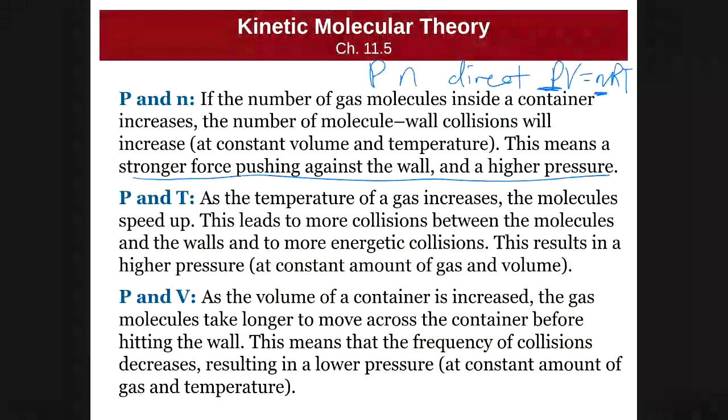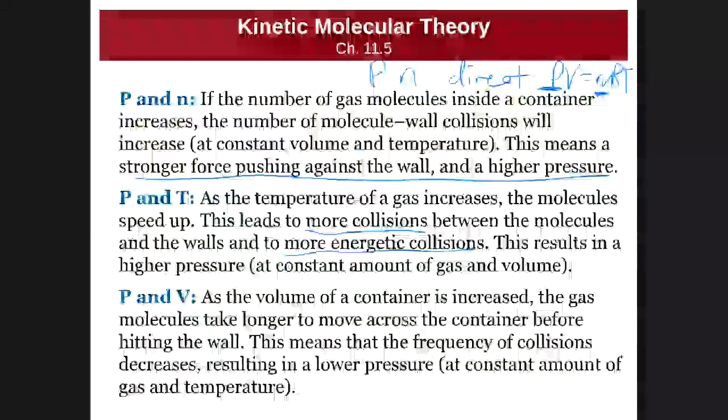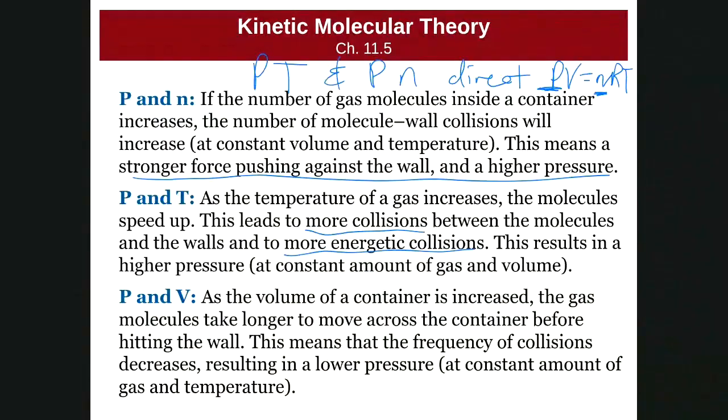As the temperature of the gas increases, the molecules speed up. So there are more collisions when they speed up, and they have higher energy collisions because the average kinetic energy also increased at a higher temperature. This results in a higher pressure, so P and T are also directly related, as you can see in the ideal gas law. So when P goes up, T goes up. When T goes up, P goes up, because they're on opposite sides of our equal sign. And if everything else stays the same, when one goes up, the other one has to go up.